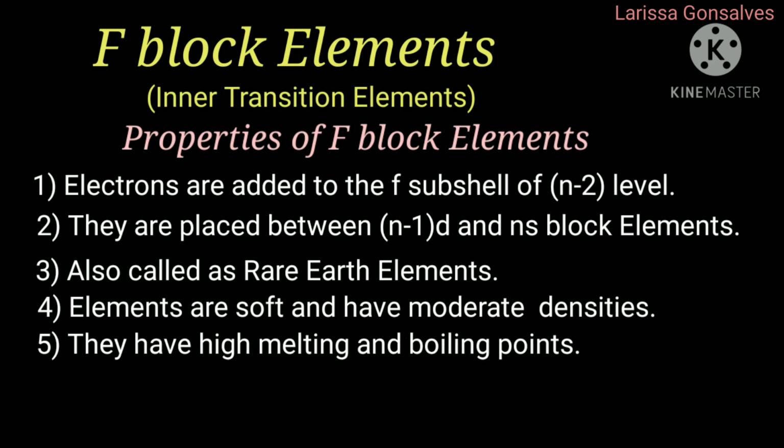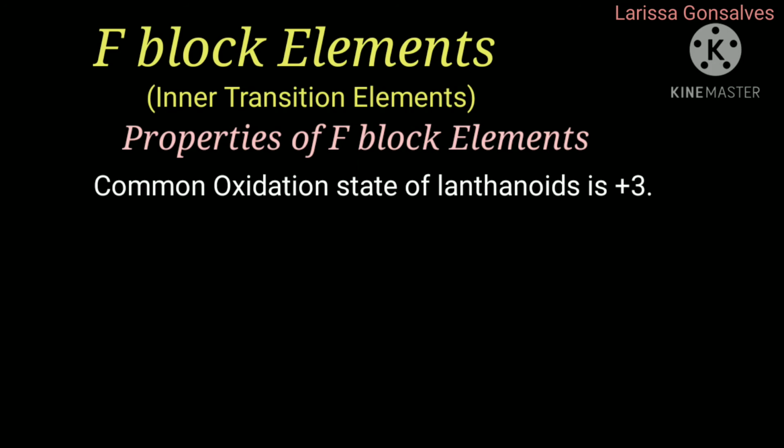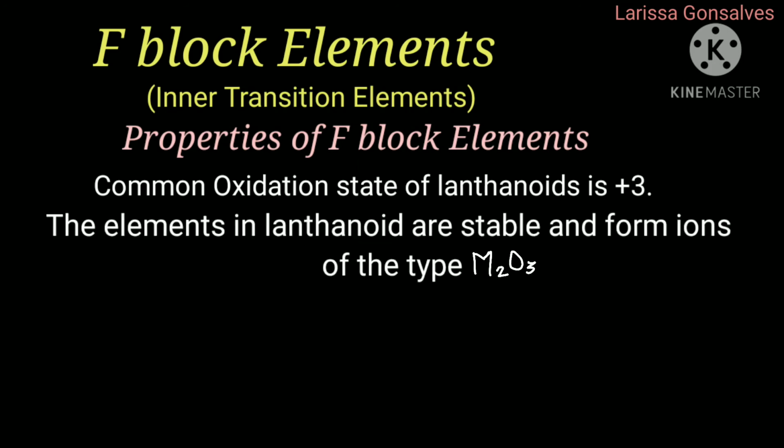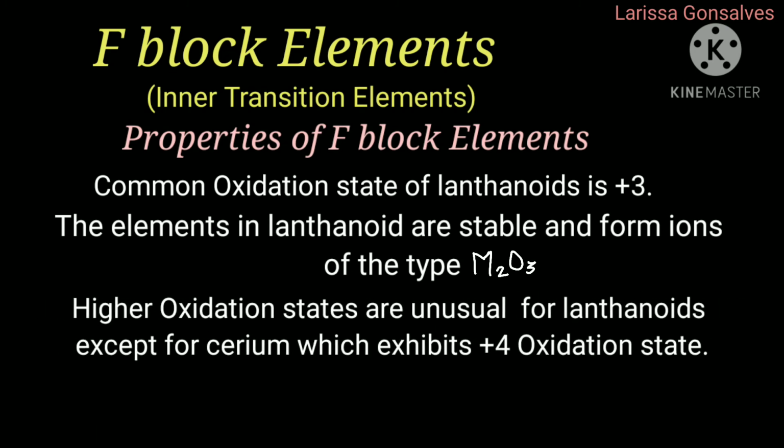Lanthanoids have properties similar to group 1 and 2, which means in the metallic state they are very reactive. Also, they resemble the alkali and alkaline earth metals in reactivity. For example, they react with water to form metal hydroxides and hydrogen gas. The common oxidation state of lanthanoids is +3. Apart from that, +2 is also an important oxidation state. All the lanthanoid elements are stable and form oxides of the M2O3 type, where M is the metal. Higher oxidation states are unusual for lanthanoids except for cerium, which exhibits the oxidation state of +4.